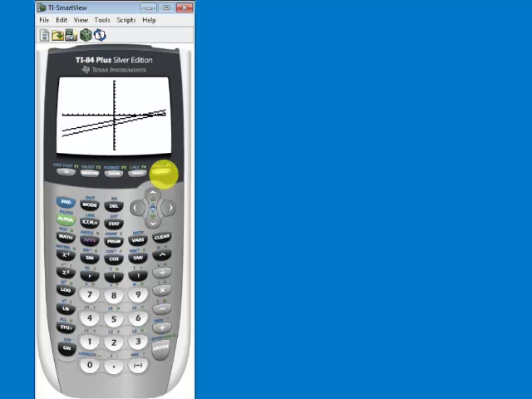They kind of look parallel. One of them has a slope of 0.3. The other one has a slope of 0.33333333333 dot dot dot. So they're kind of close together. Not much different between the slopes.